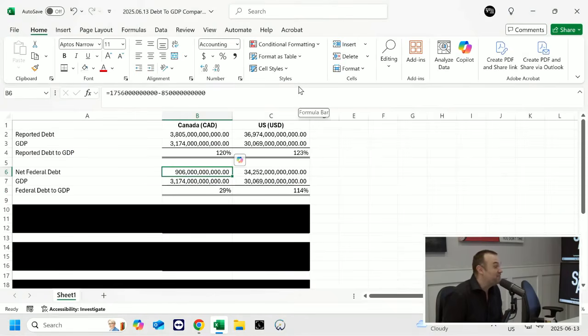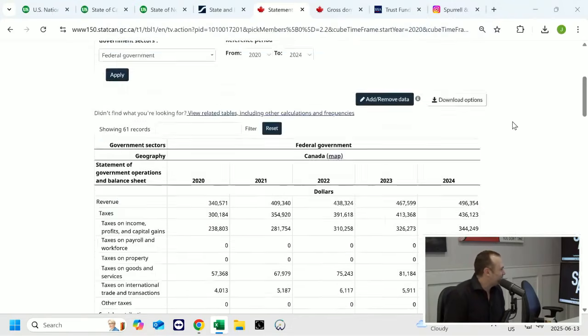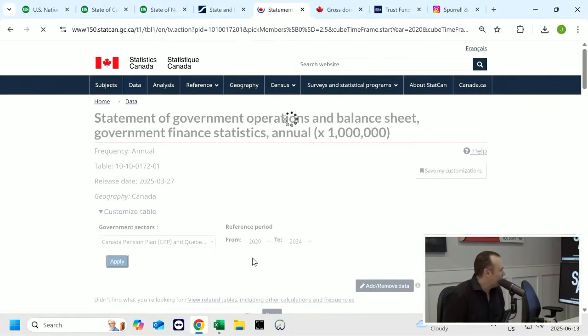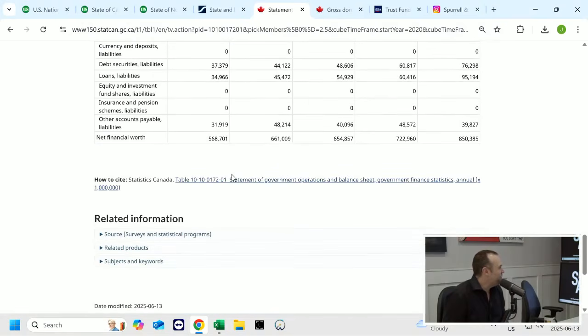How do they get this net federal debt? They don't like to tell you how they get net federal debt. It sounds good to say we have debt to GDP of 30, but they don't like to say what is net. What are they deducting out? I'll tell you what they're deducting out. If you go down here to CPP, what they are deducting out is the net financial worth of your CPP fund. Okay, so they're saying that's not yours, that's ours.